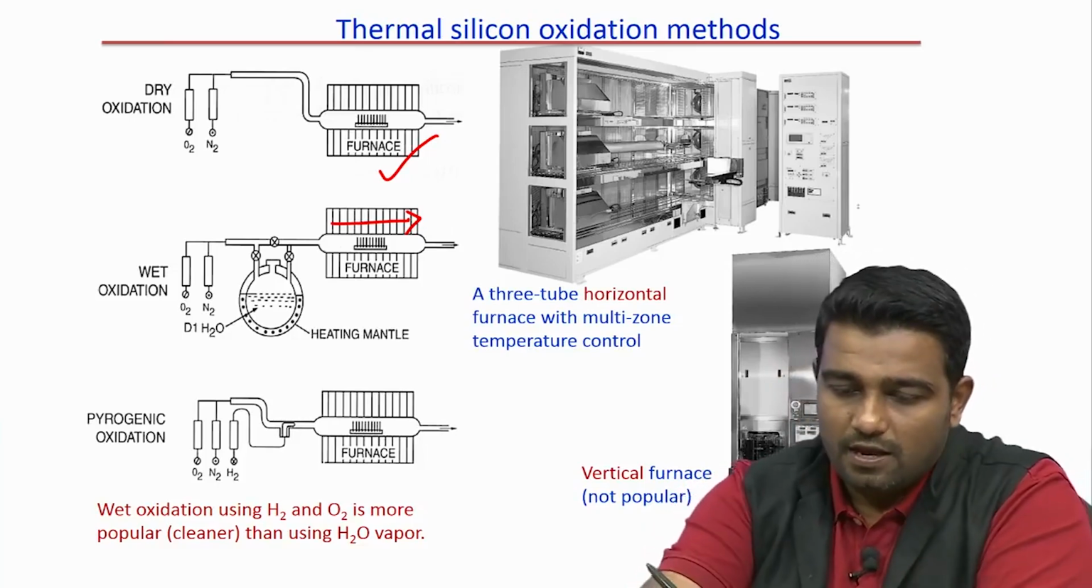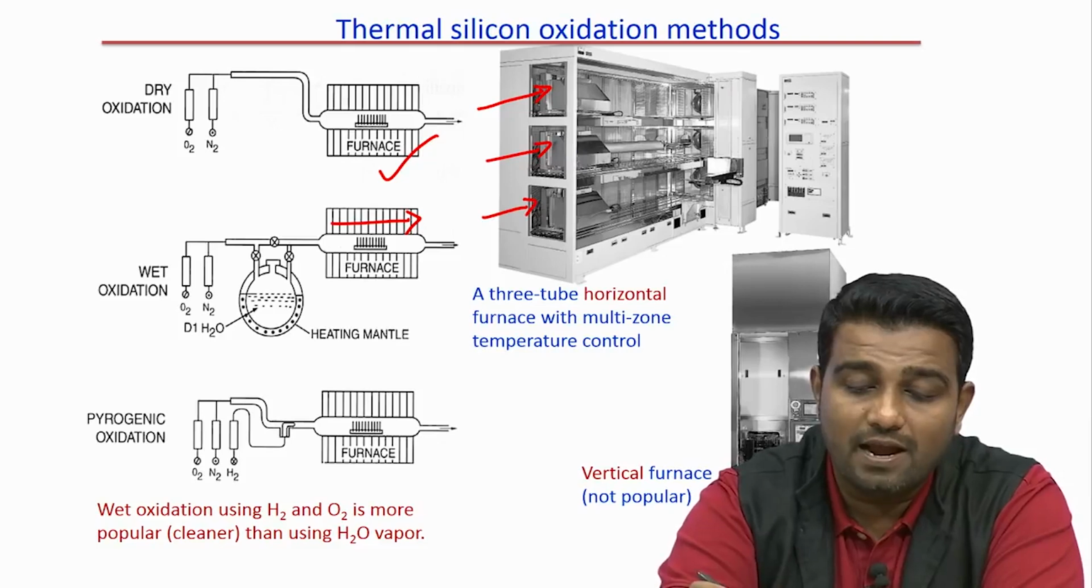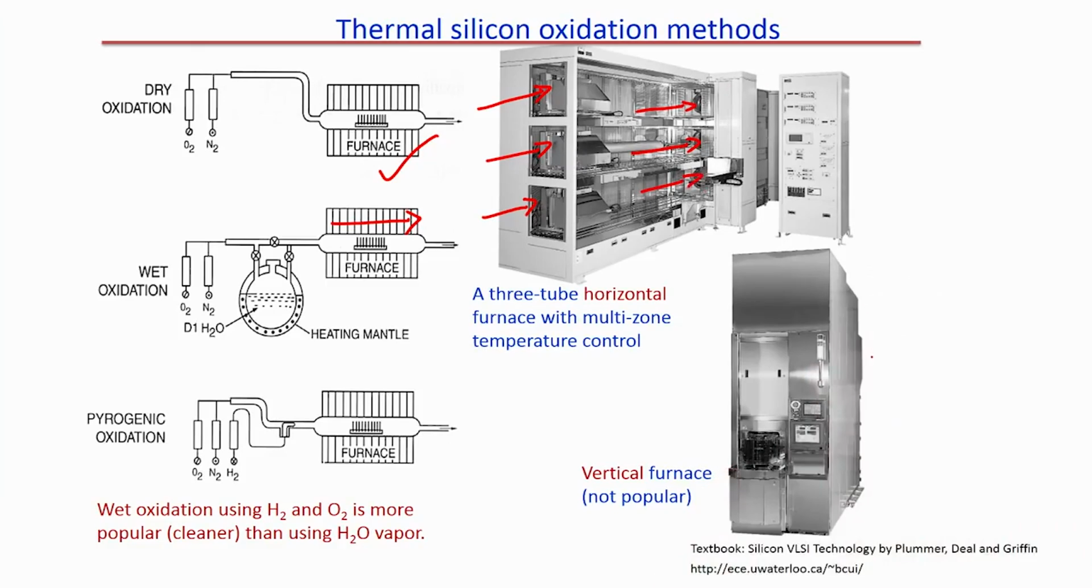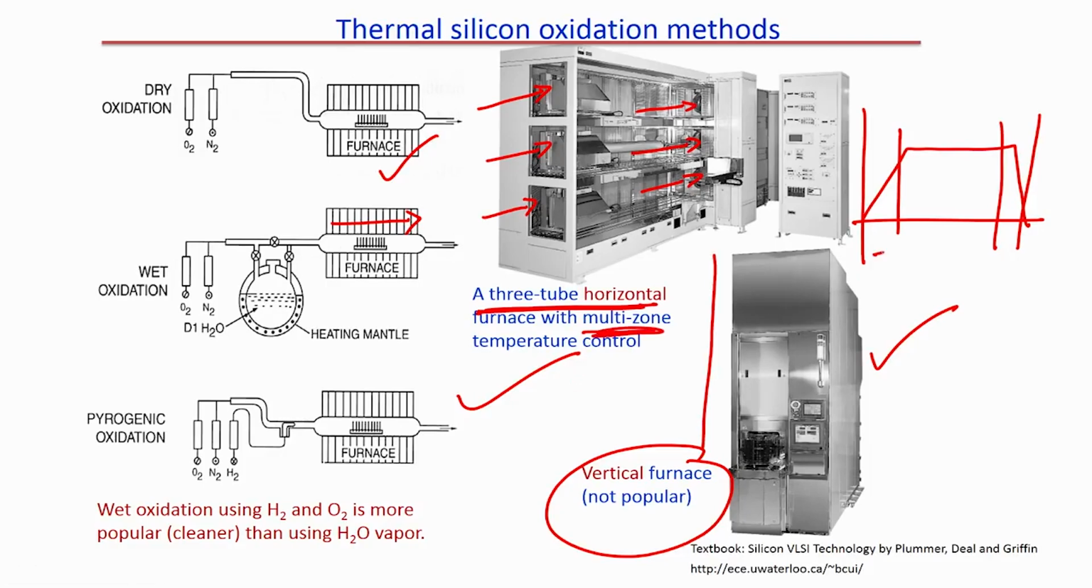What we see here, first, is a 3 tube horizontal tube furnace. There are 3 tubes, 1, 2 and 3, that you can load. Another one is a vertical furnace, which is in the vertical direction. But the vertical furnace is not so popular, and the horizontal furnace is the extremely popular furnace to grow silicon dioxide. In this horizontal furnace there are 3 temperature zones, zone 1, zone 2, zone 3. That is why it is called a 3 tube horizontal furnace with multi zone temperature control, Z1, Z2, Z3, and we can control the zone temperatures individually.